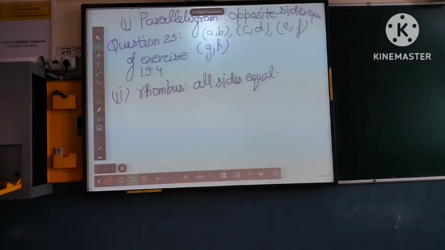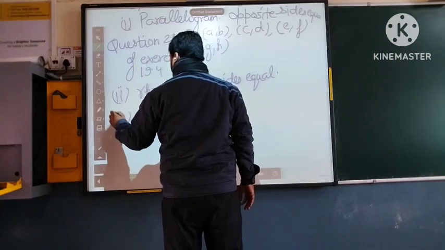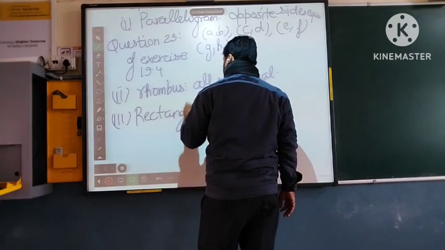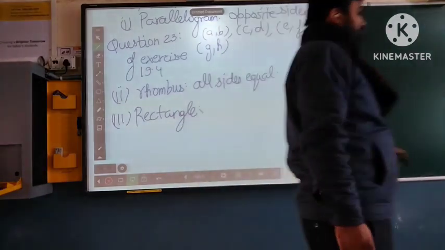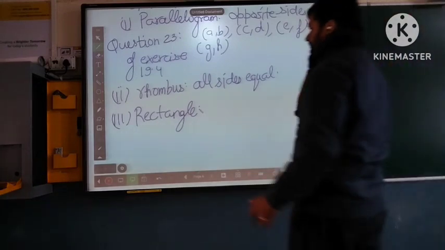Then the third part is proving that a given figure is what? A rectangle. So how will we do this? We'll show that the opposite sides are equal and diagonals are also equal, or show that opposite sides are equal and one angle is 90 degrees. So these are all properties you must remember.